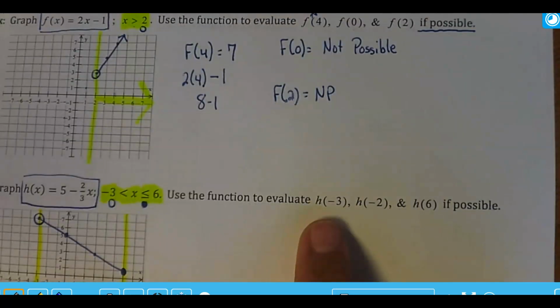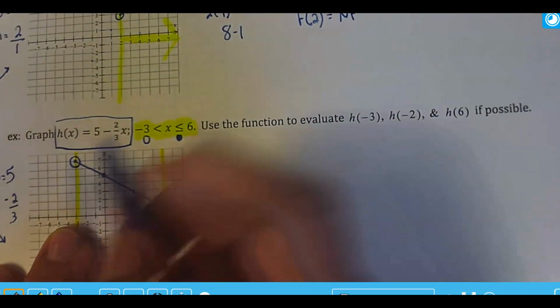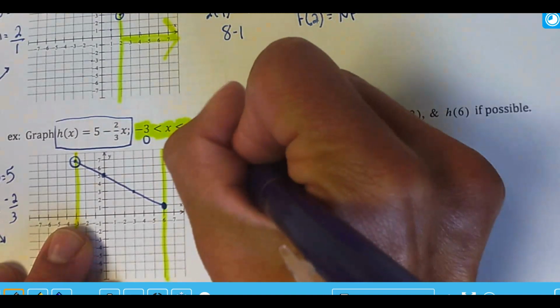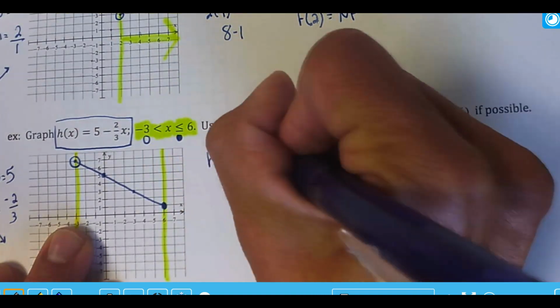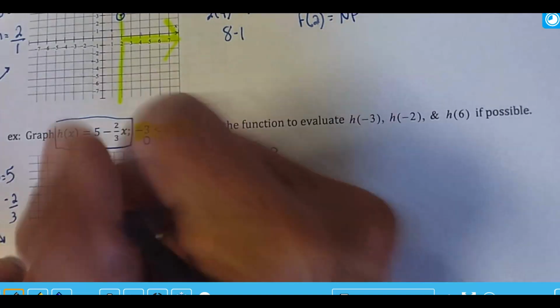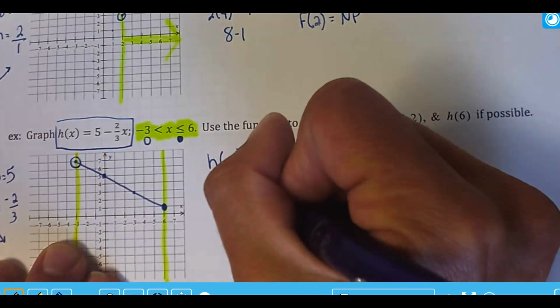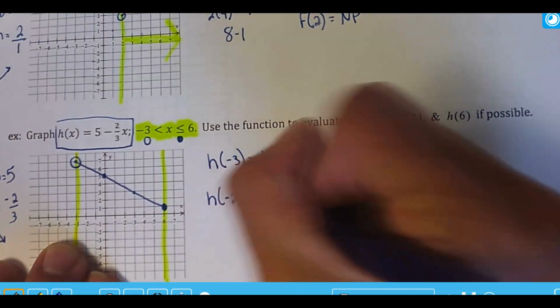So when we go to this one, h of -3, notice it's an open circle. So I should not be giving a solution. It is not possible. H of -2, well, that's in here, and that is 6. Oh, it's actually not quite 6. It's about 6 something. So let's say 6.2.